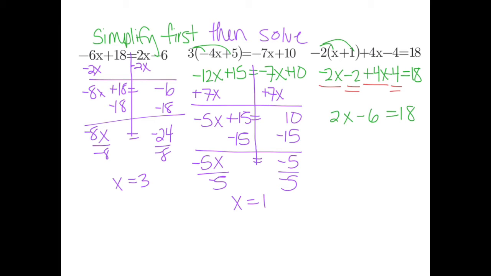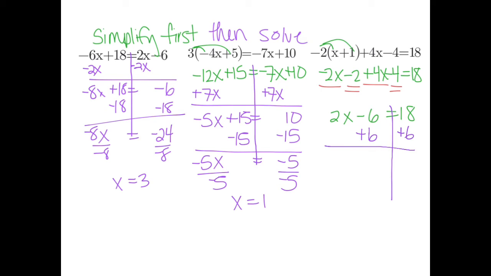The positive 2 is coming from negative 2x plus 4x, which will give me a positive 2x. Negative 2 minus 4 is going to give me negative 6. Now the 2x minus 6 is simplified because they are not like terms. I cannot do anything further with that. And the 18, as said before, is already simplified. So now I can solve.